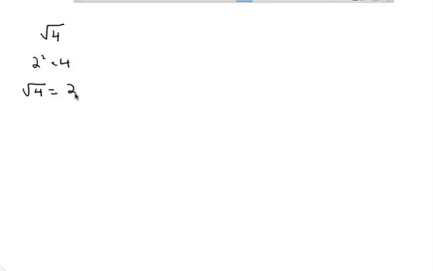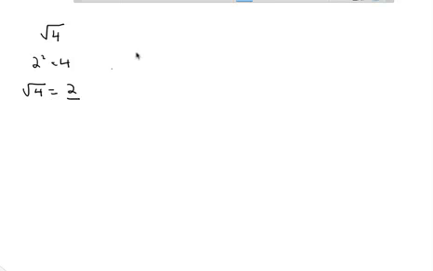Okay, in this video, we're going to go through some basics of simplifying radicals, otherwise known as square roots. So we're going to start with a very simple one, which is the square root of 4. Well, as you know, 2 squared is equal to 4. Therefore, the square root of 4 is going to be equal to 2.